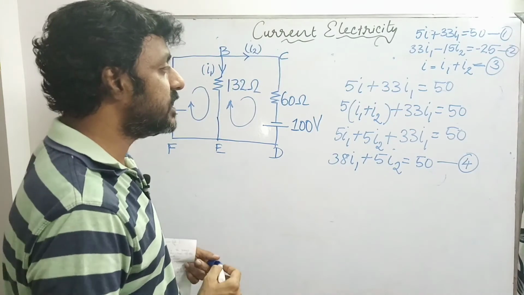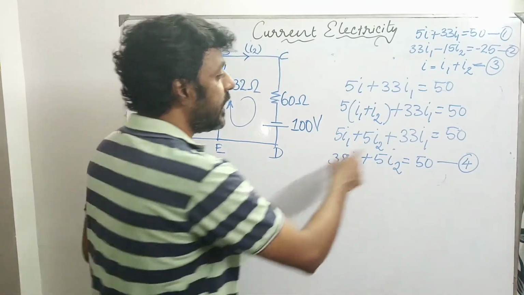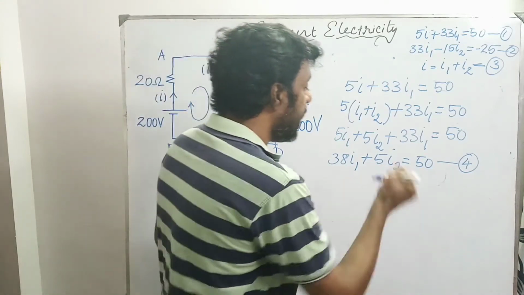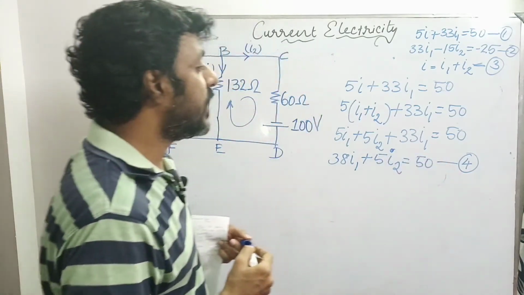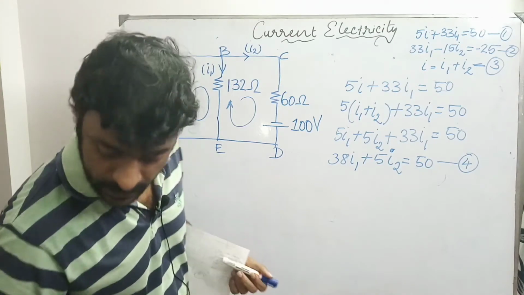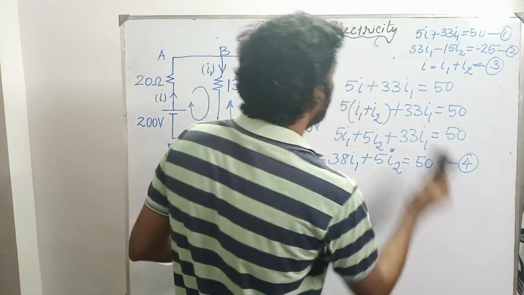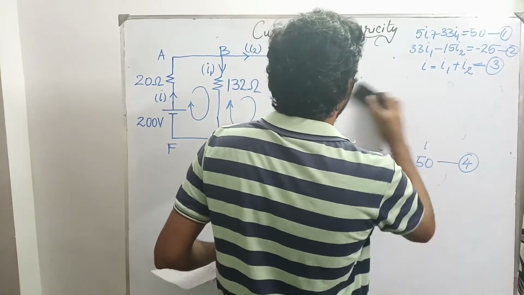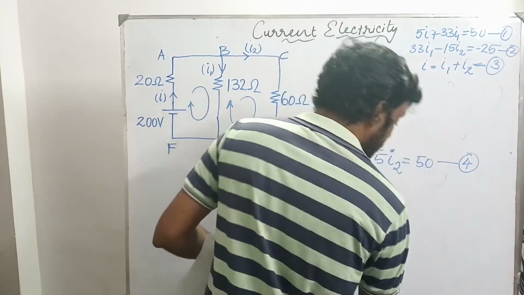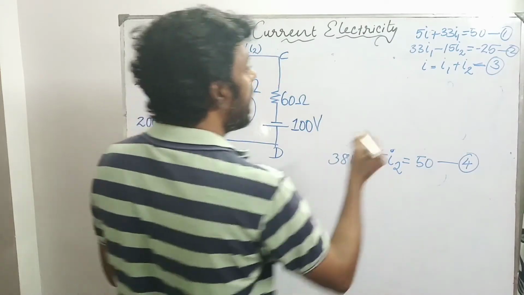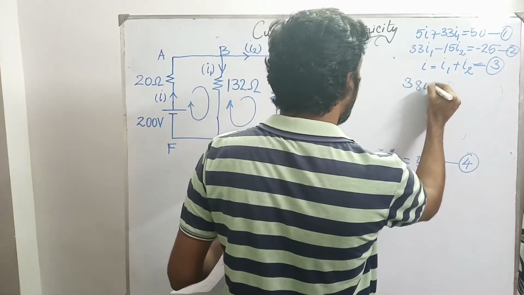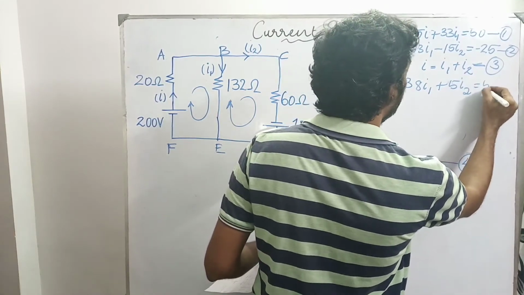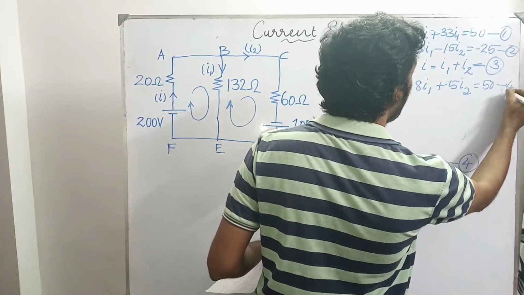Okay, let us assume that this is equation number 4: 38I1 plus 5I2 is equal to 50. Now I am going to record this on the top right-hand corner of the board as equation number 4.